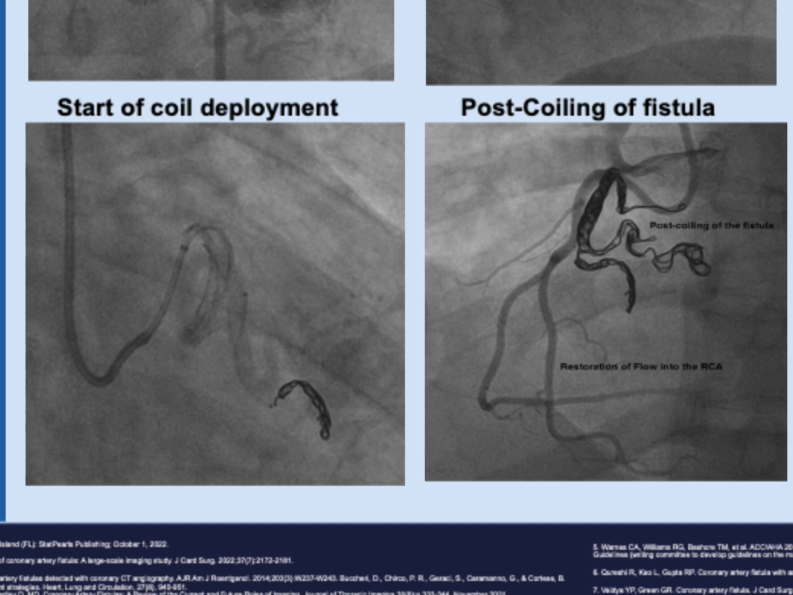Then, we can see the start of the coil deployment, and in the last image, we can see the results after the 11 coils were deployed. Finally, we can see the restoration of the flow into the RCA.